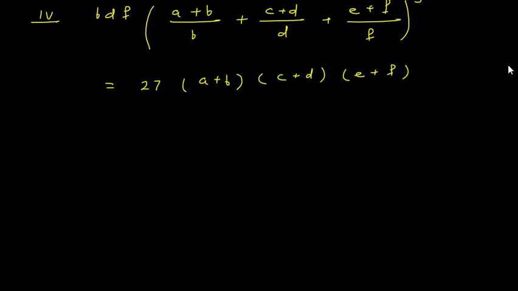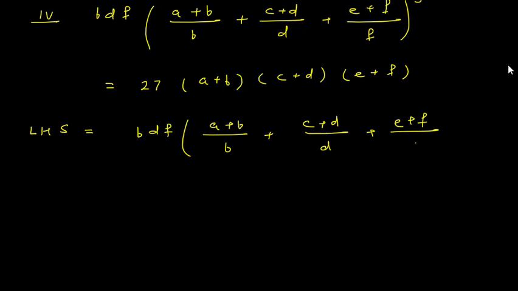So let us start with LHS. LHS is b into d into f, and here we have (a plus b) divided by b, plus (c plus d) divided by d, plus (e plus f) divided by f, and then the cube of all these. Here we have BDF, and if you see the denominators, here we have b, here d, here f. That means I have to multiply this (a plus b) by df, this (c plus d) by bf, and this (e plus f) by bd.